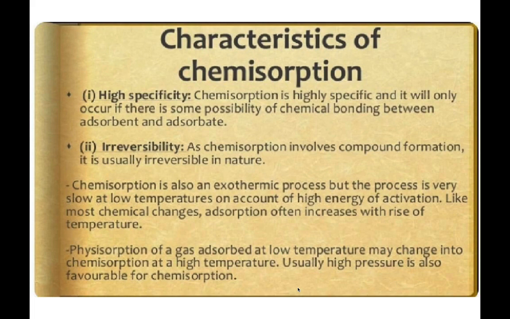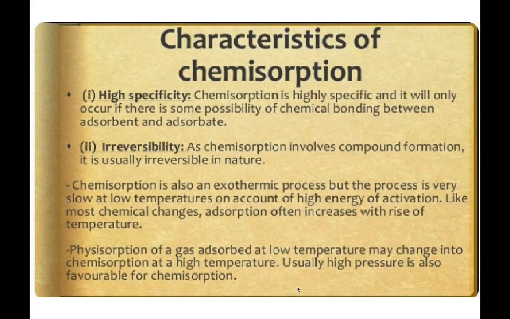Now we have just revised the characteristics of physisorption. What about the characteristics of chemisorption? The first one is high specificity. Chemisorption is highly specific, and it mainly occurs only if there is a possibility of chemical bonding between the adsorbent and adsorbate. At the beginning itself I mentioned what adsorbent and adsorbate are. Those who didn't notice it can go back and repeat it again. Then irreversibility: here it is irreversible because it involves compound formation, which is irreversible in nature.